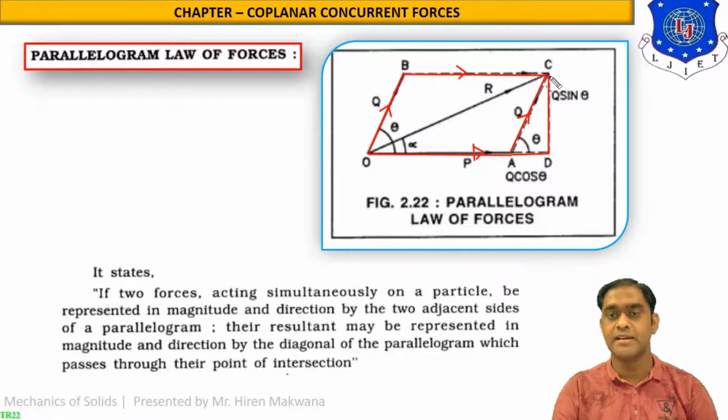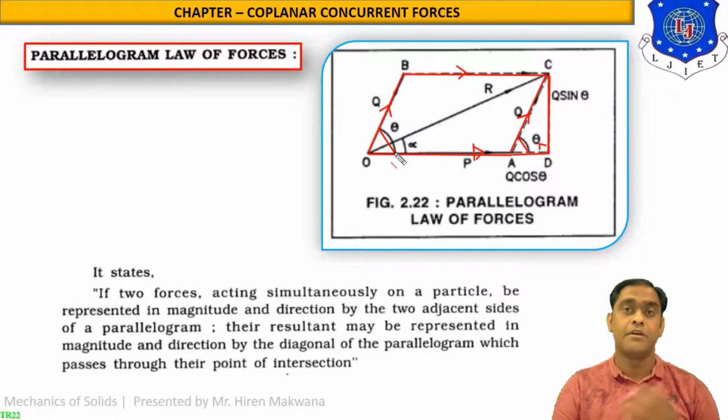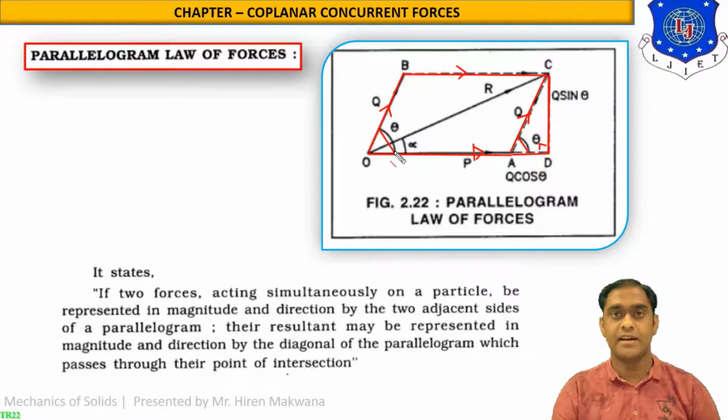Or you can see from point C, draw a perpendicular line which is at 90 degree, and this angle will be theta. You can see from this angle which is theta. Means what is theta? Theta is actually the angle between the two forces P and Q.